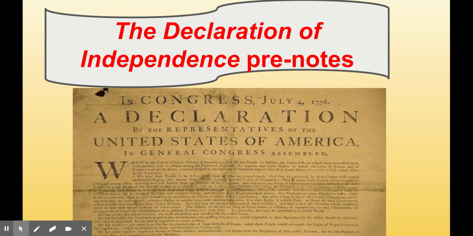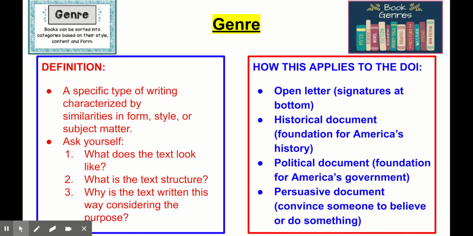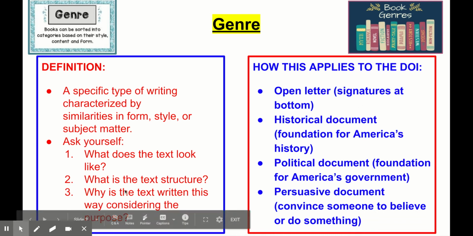In this screencast, I will explain the notes in preparation for reading the Declaration of Independence. Please take notes on your handout. As I go through, first I will explain the definition and then explain how it applies specifically to the Declaration of Independence. So first, let's go ahead and take a look at genre.